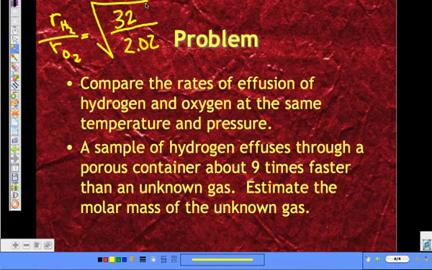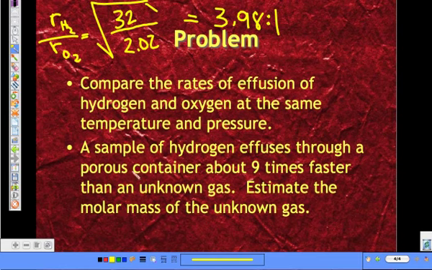Do you get 8? 32 divided by 2 is, yeah, take the square root of it. So what this is saying, since we aren't looking for exact rates on this one because we don't know the rate of the other, is that hydrogen is 3.98 times faster than oxygen. So it's like a 3.98 to 1 ratio. Hydrogen is 3.98 times faster than oxygen.